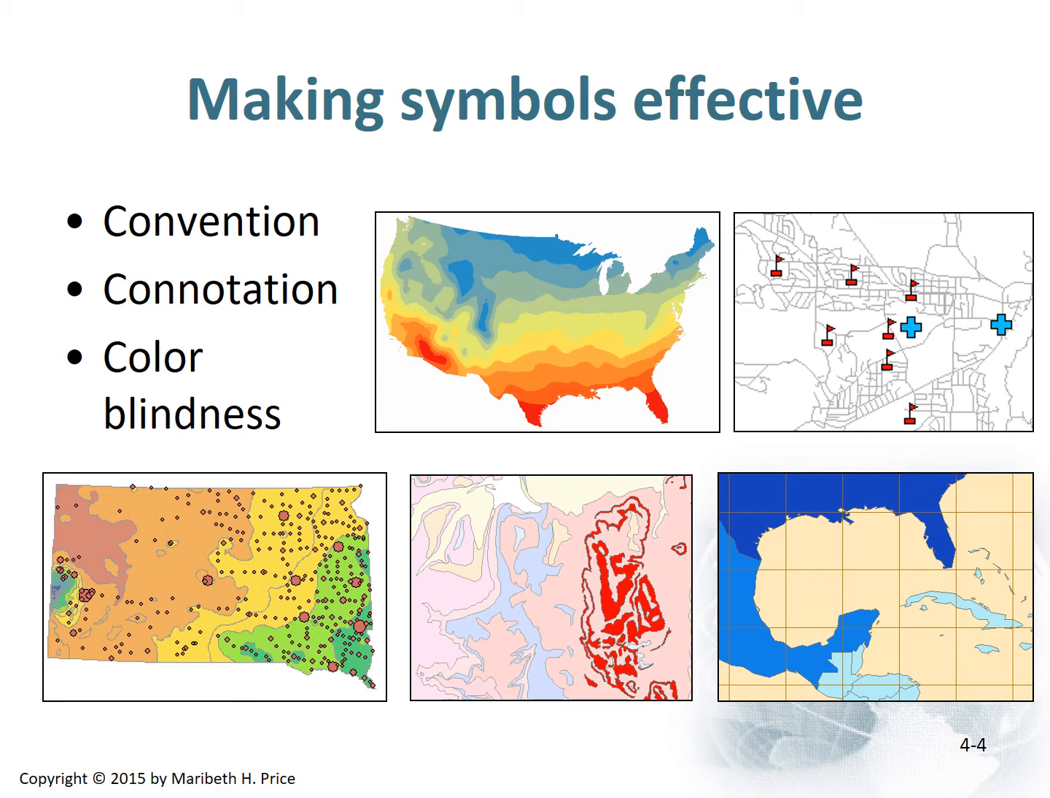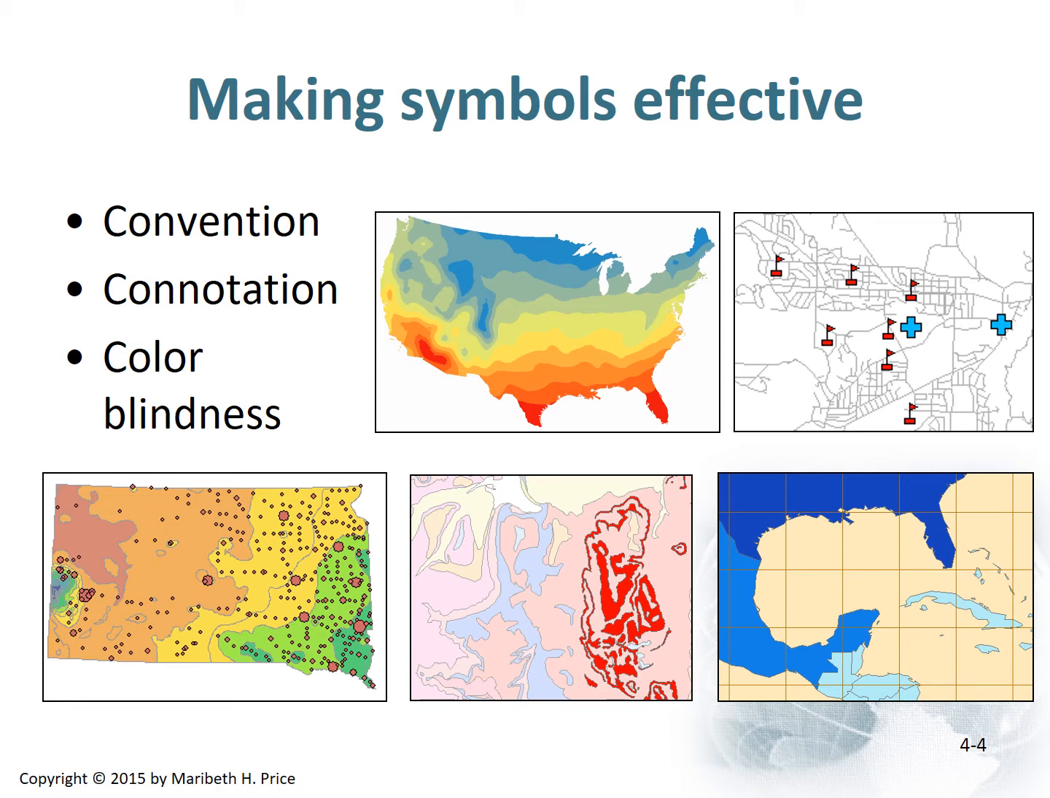Similar scenario is the bottom right. We've got a map of the Gulf of Mexico and the ocean, and we've made all the land elements shades of blue, which we would typically associate with water, and all the water elements shades of brown, which we would typically associate with land. This doesn't follow the connotation of the colors. The colors are not what one would expect for the thing that it is mapping.